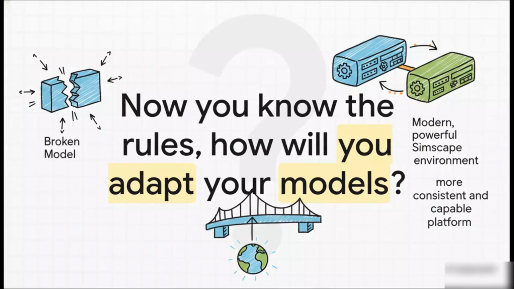Look, I get it. The initial shock of a broken model is frustrating, but the path forward is clear. It requires adapting to the modern and, frankly, more powerful Simscape environment. The big takeaway is that this change, while definitely disruptive, moves everyone toward a much more consistent and capable platform. So now that you know the new rules of the game, how are you going to adapt your models for the future?